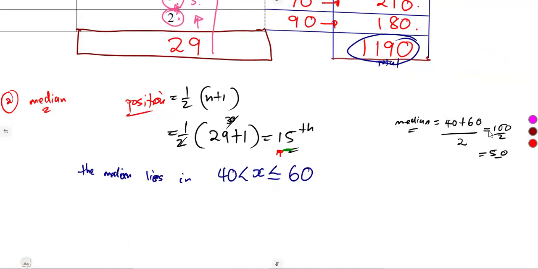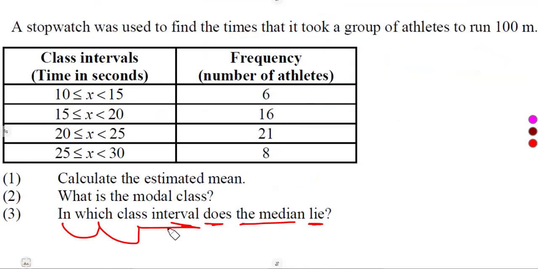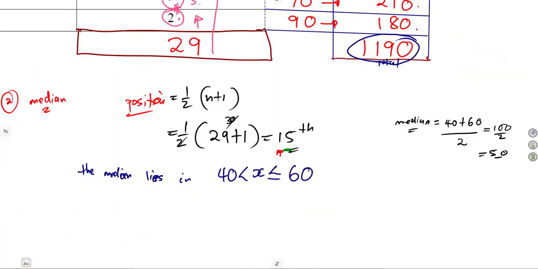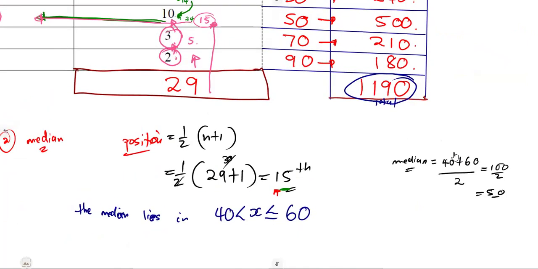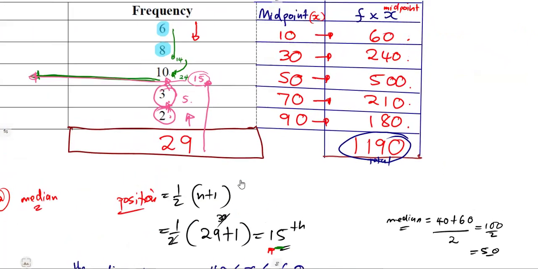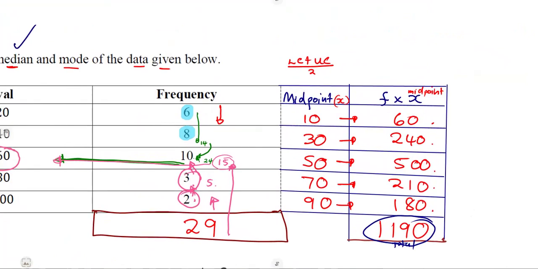Know the difference between these questions. In which class interval? There you must write the class interval, X is greater than this, the way that it is given. Otherwise you add. So there are 2 typical questions that you must be careful of in your answering of the questions. All right. Then moving on to the last part, which is the mode.